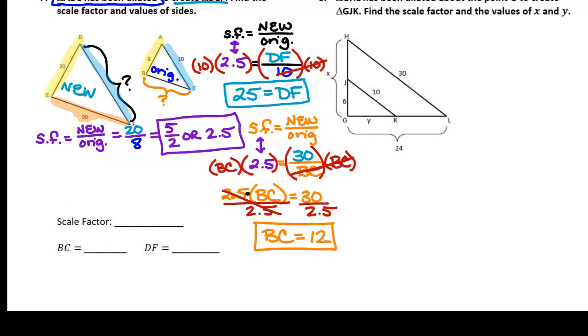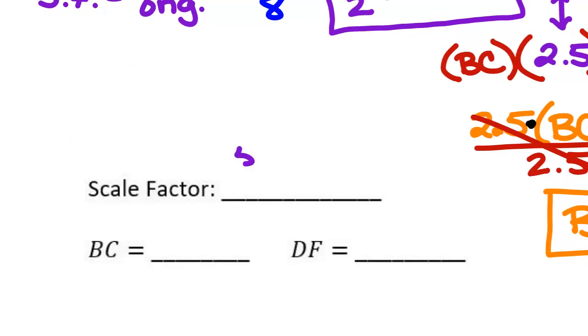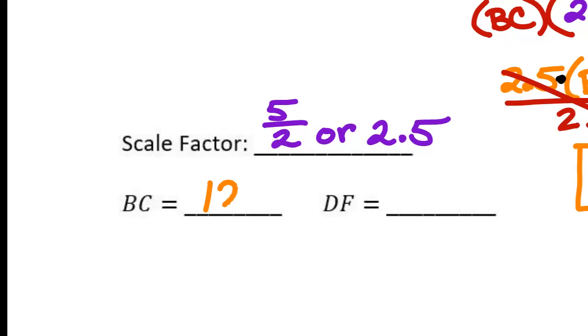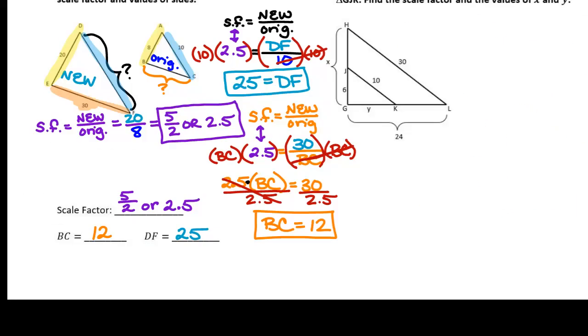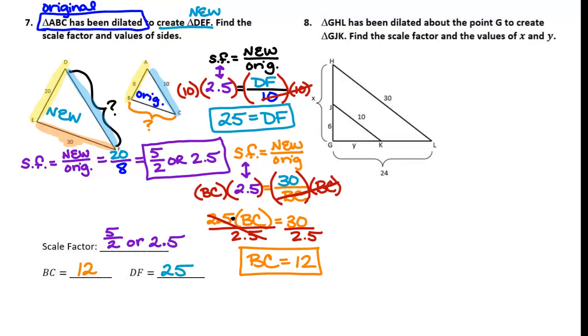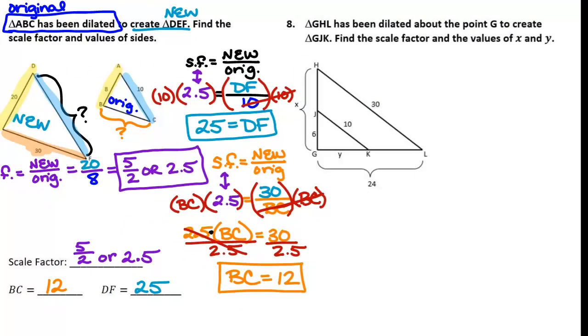Perfect. All right, let's fill in our answer blanks here. The scale factor was 5 over 2, or you could write that as 2.5. BC was 12, and DF was 25. Nicely done. All right, number 8.